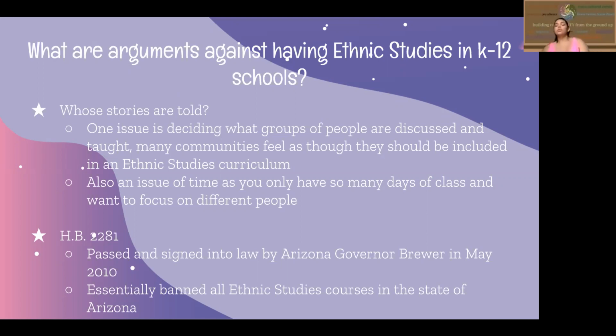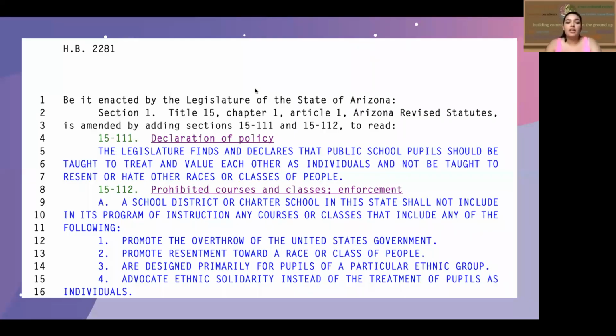Along with that is HB 2281. This was passed and signed into law by Arizona Governor Brewer in May 2010. It essentially banned all ethnic studies courses in the state of Arizona. The bill didn't explicitly ban ethnic studies classes, but it framed its writing in a way that would not allow ethnic studies to be taught. So here is the bill word for word, what they enacted.